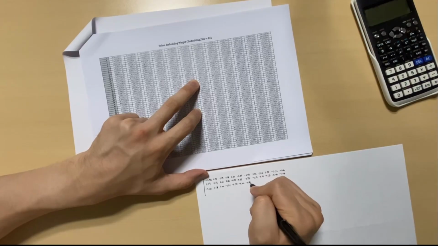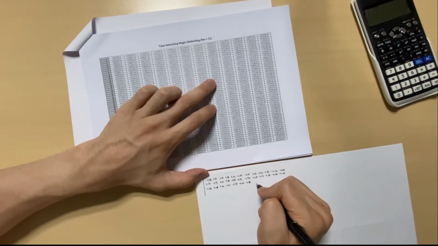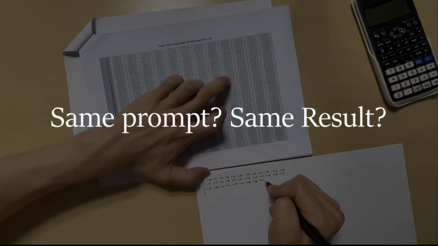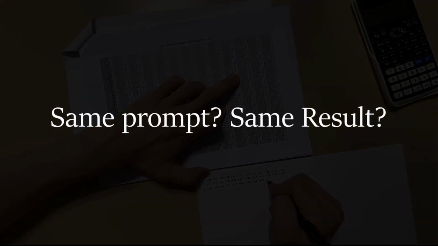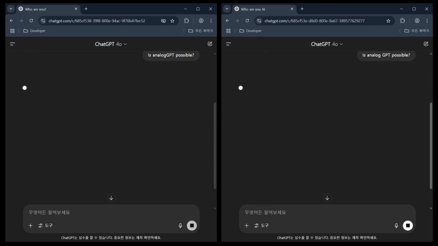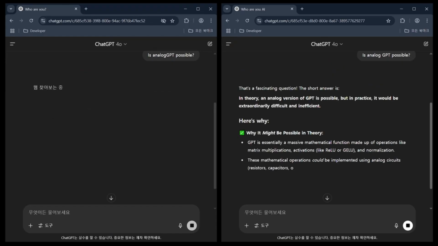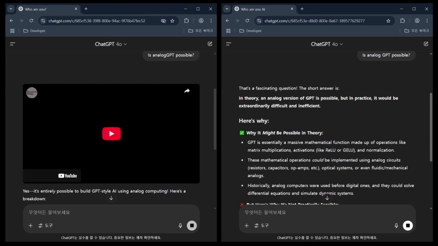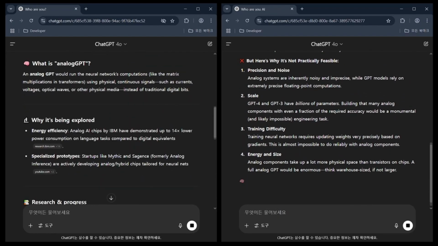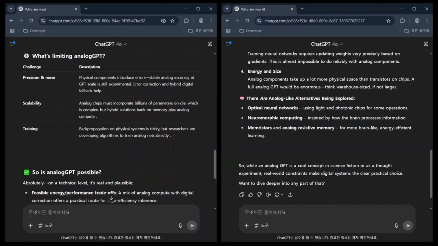So, the main question is this. Once a model's weights and biases are fixed after training, running the exact same prompt in inference mode should always produce the same output. Yet ChatGPT and Claude often produce different answers to the same prompt. How is this possible? During inference, models employ techniques like temperature scaling, top-k sampling, and nucleus sampling.